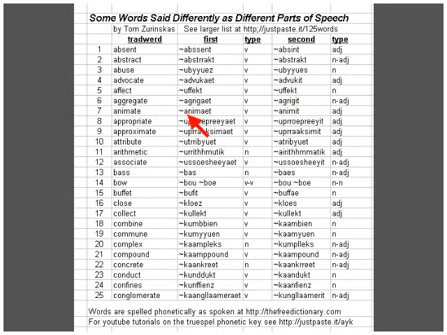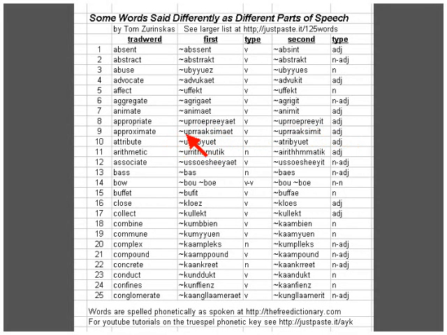Animate. Verb form, animate. But the adjectival form, animate. Appropriate. Verb form, stress the R sound, appropriate. But the adjective form, appropriate. Last vowel is changed.